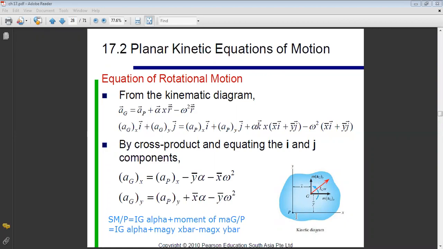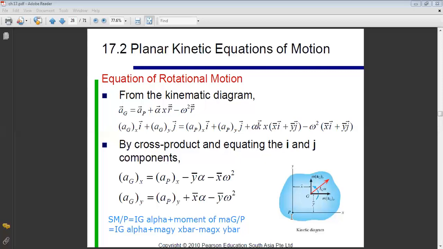However, when you do sum of moment about P, it is not only IG alpha, but you should also add the moment of vector MAG about P. Okay? Any other question?